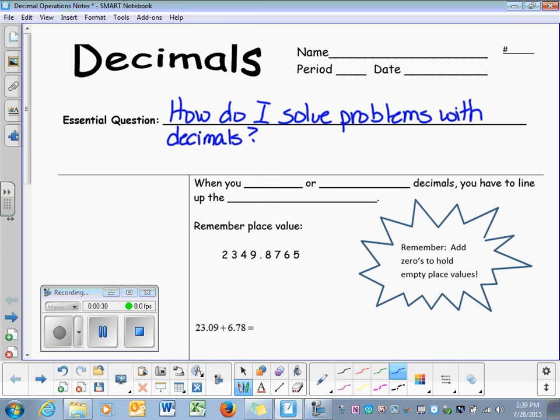The good news is the process to solving problems with decimals is very, very similar to whole numbers. The bad news is the place value is a little trickier. Okay? When you add or subtract decimals, you have to line up the place values.